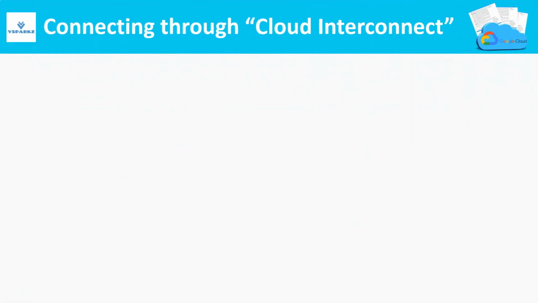Connecting through Cloud Interconnect. If your internet service provider's bandwidth is not enough and you need a secure connection to Google Cloud, then the option you should choose is Cloud Interconnect. Google Cloud Interconnect provides a direct physical connection to Google Cloud from your on-premises.